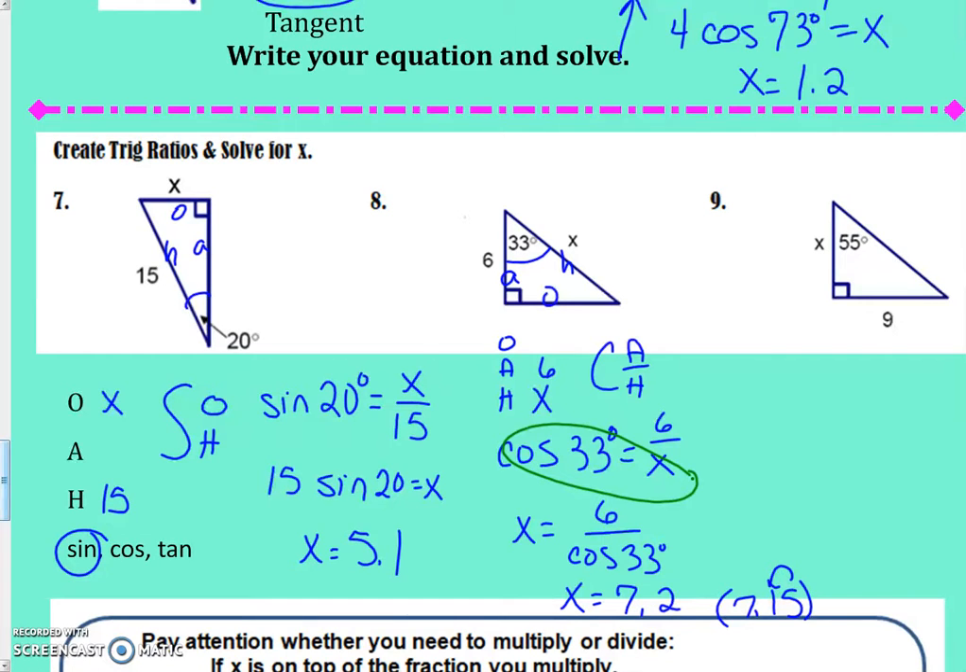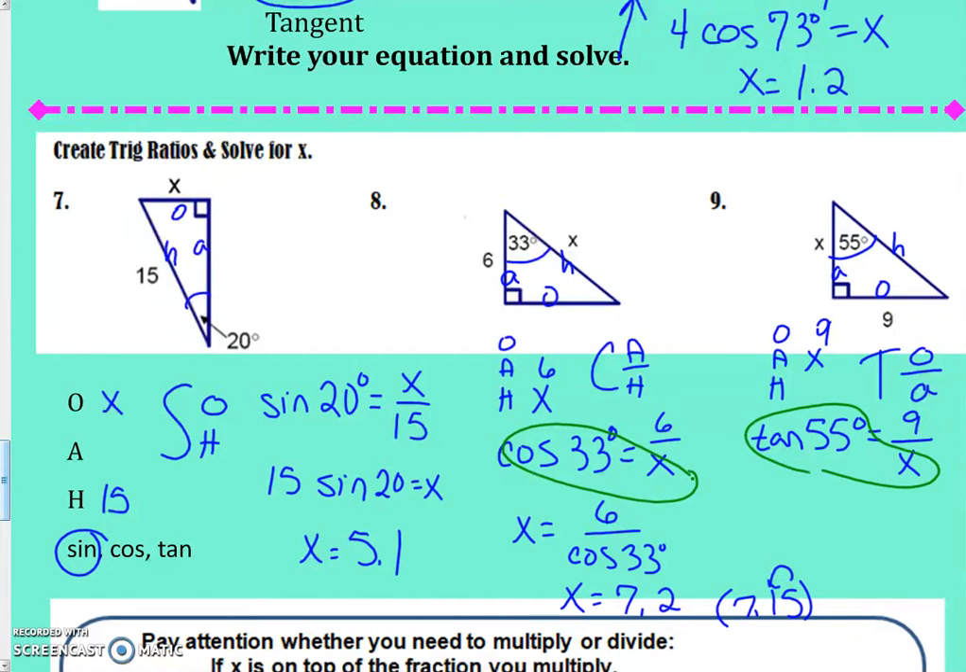Problem number 9. We have our angle, so opposite, adjacent, hypotenuse. So if I do my OAH, my opposite is 9, my adjacent is x. Don't know my hypotenuse, so what uses OA? That's going to be tangent for SOHCAHTOA. So tangent of my angle of 55 degrees equals opposite over adjacent. Again, that x is on the bottom, so we're going to switch the two positions of these two values because they would be the cross multiply on my proportions, and I would have x equals 9 divided by tangent of 55 degrees. So x will equal 6.3.